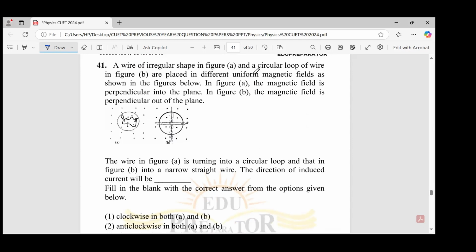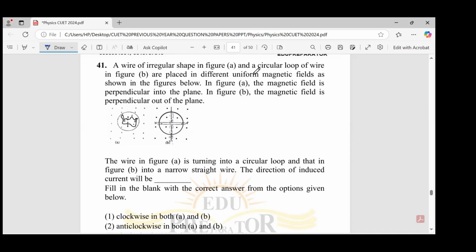Now you are having a wire. Now this is a typical NCERT pattern based question, that is you are having a wire of irregular shape A and circular loop in the magnetic field. Magnetic field is given to us, right? So magnetic field is given to us. What is the direction of magnetic field? So in figure A, the magnetic field is into the plane of paper, and in figure B, the magnetic field is pointing out of the plane of paper, right?